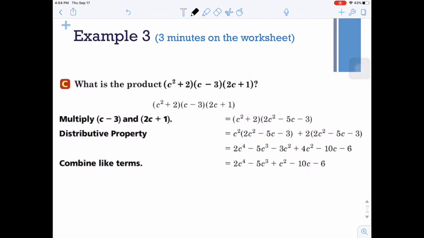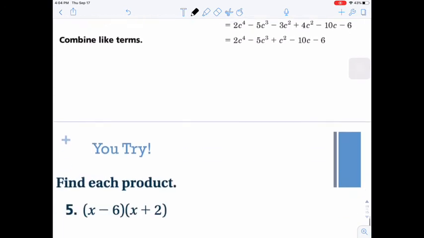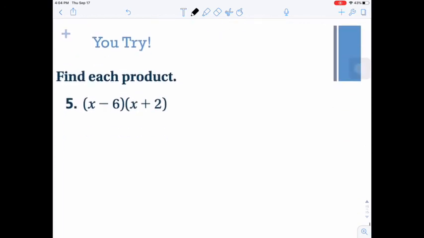So I really like the boxes. If you like distributing and FOIL and you're good at keeping track, go for it. The box is really just a visual way of distributing. So now I would like you to find the product of x minus 6 times x plus 2.